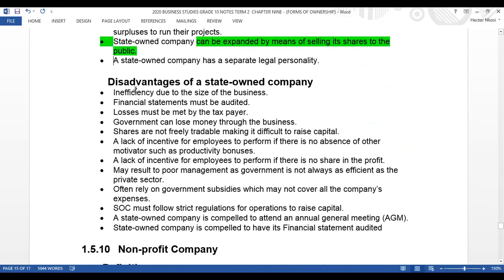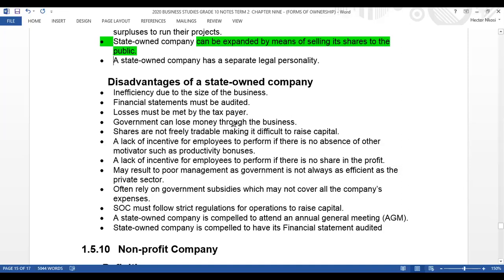We know that it is inefficient due to the size of the business. Financial statements must be audited. That's a bad thing. It may be a disadvantage because the more you audit your financial statements, the more cost you incur, because if your financial statements are being audited, you must pay auditors' fees. Losses must be met by the taxpayer. The government can lose money through the business, which will affect the state. Meaning, should the government lose money, the state will be affected also.